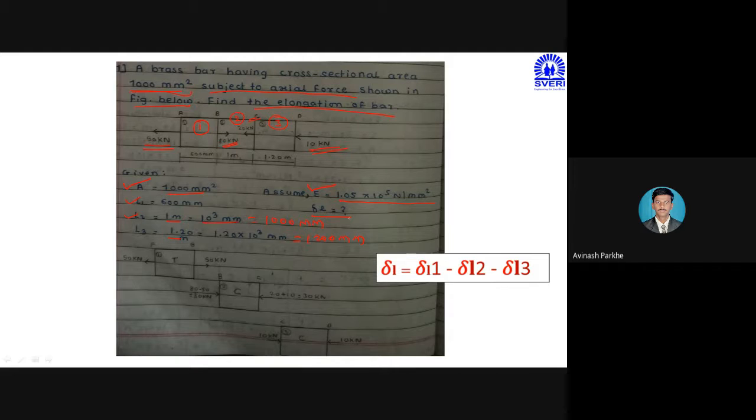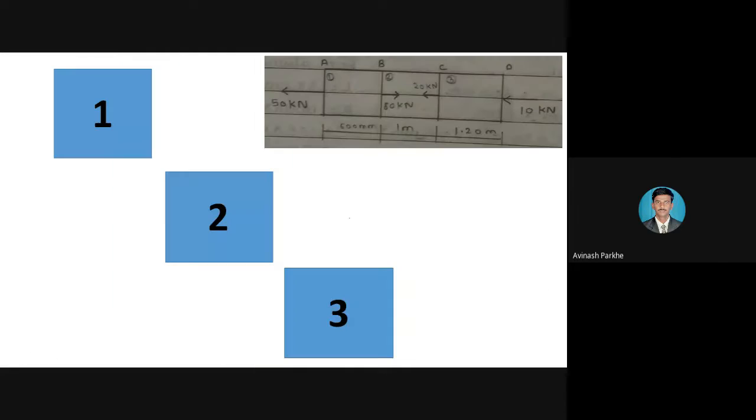Okay, so this is the first thing that we have discussed. Now as the body is subjected to a number of forces, the first thing we have to calculate is the separate load on each and every section. How to calculate that separate load, that we will see now in this particular figure.